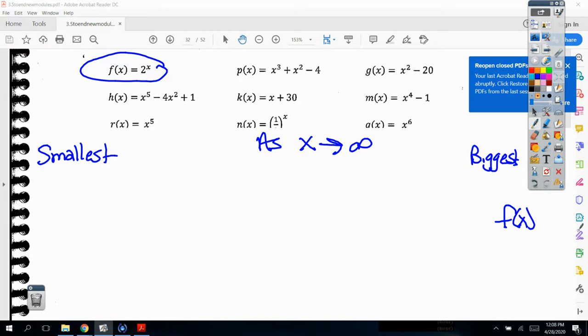My cursor, where did you go, cursor? Are you joking? Is this a joke right now? There it is. Okay.